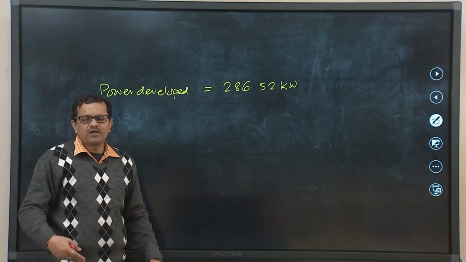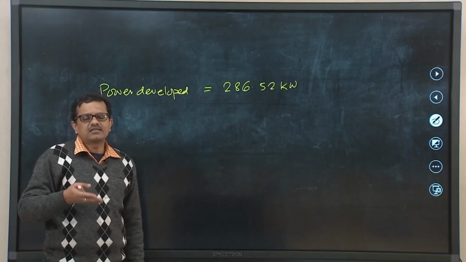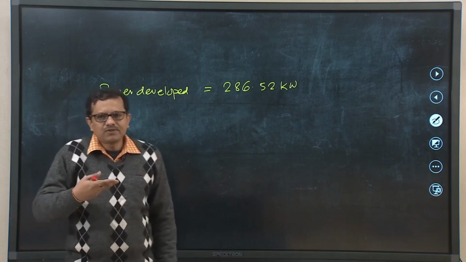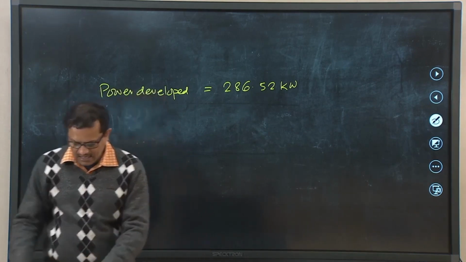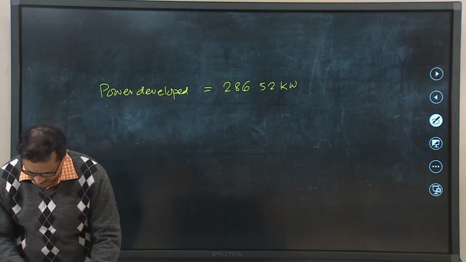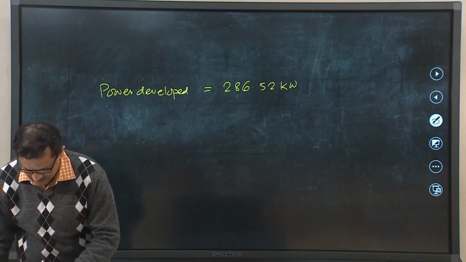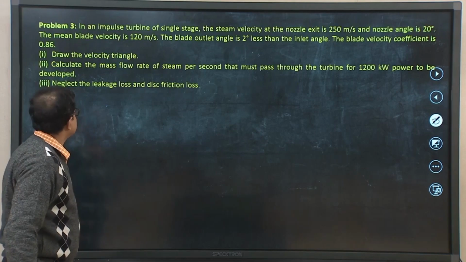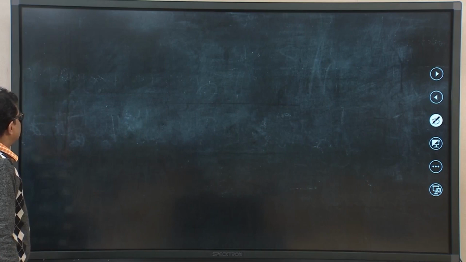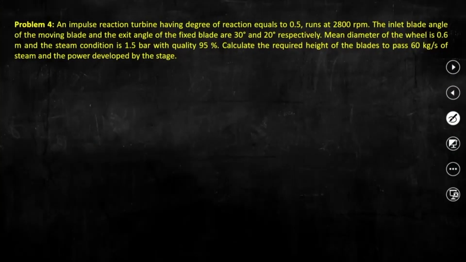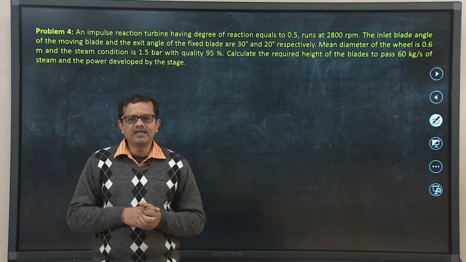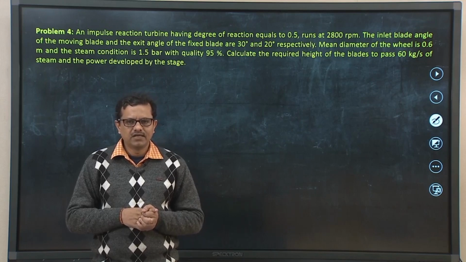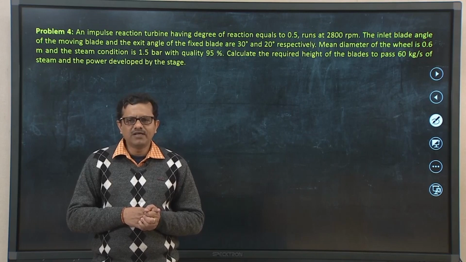At least while solving these problems we can recapitulate the theoretical part that we have learned. And finally, the last problem that I will solve today is from another type of turbine, that is the impulse reaction turbine. If you try to recall, we had established the expression of the blading efficiency for both impulse and reaction turbine. Today, we have solved two problems from the impulse turbine. This problem is from the impulse reaction turbine.